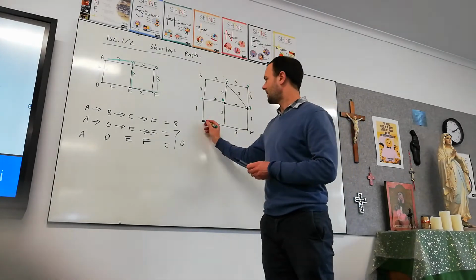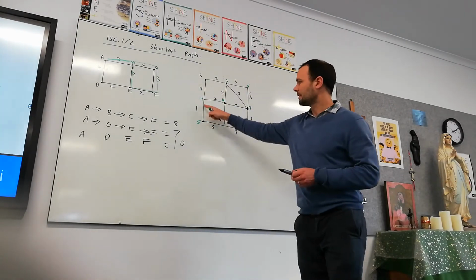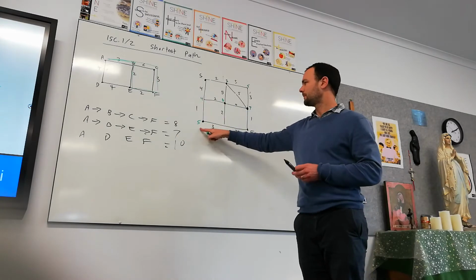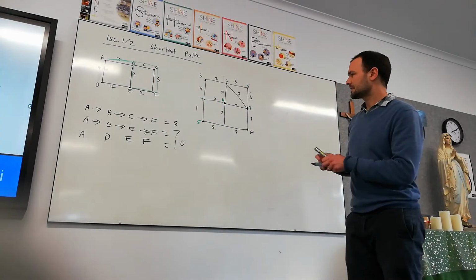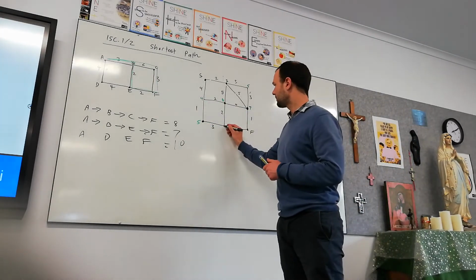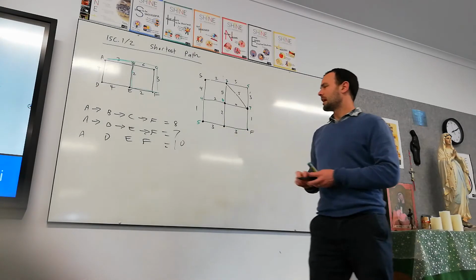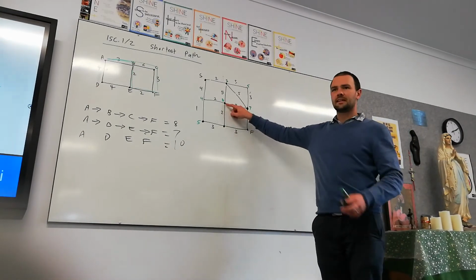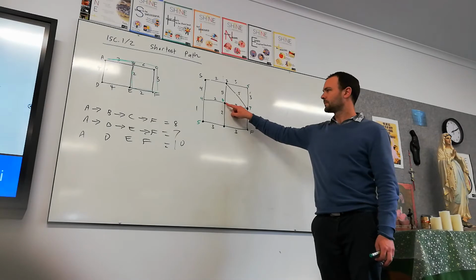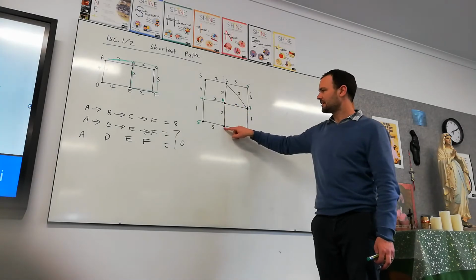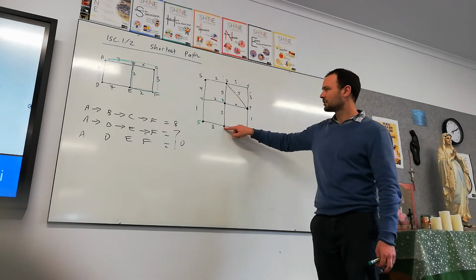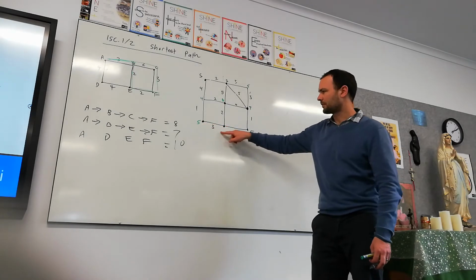This one's going to be 5, okay, there's only one way of getting there, that's straight down, 4 plus 1 is 5. Then let's consider this point here. And we've got, to get to here, the quickest way is 6, which means to get to here, we could have 8, or we could have 5 plus 3 is 8.